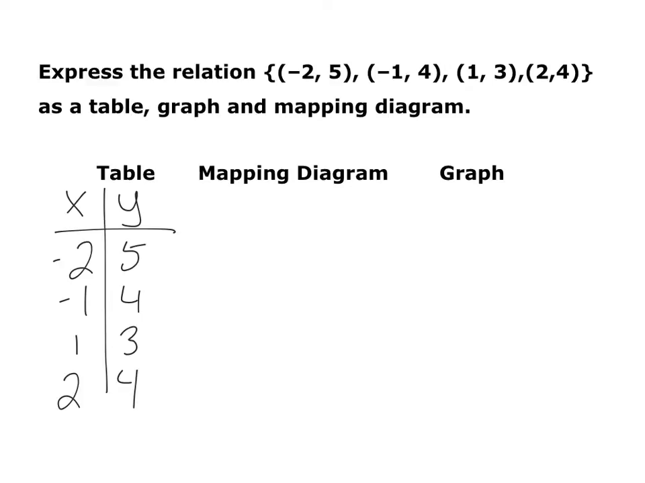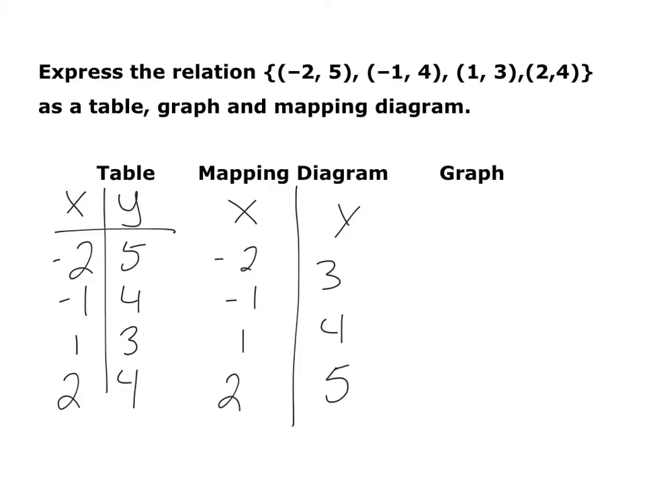Now for a mapping diagram, we're going to do the same type of thing. So I have x and y. So we have -2, -1, 1, and 2. But now notice on our y values, we have just 3, 4, and 5 because the 4 is repeated twice. So now I'm going to draw my arrows. -2 goes to 5, -1 goes to 4, 1 goes to 3, and 2 also goes to 4.